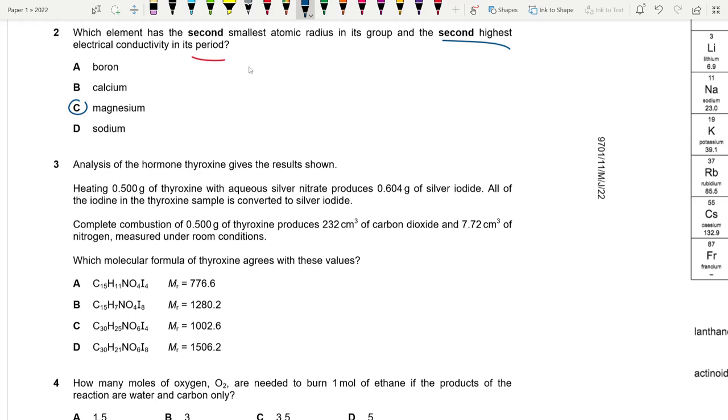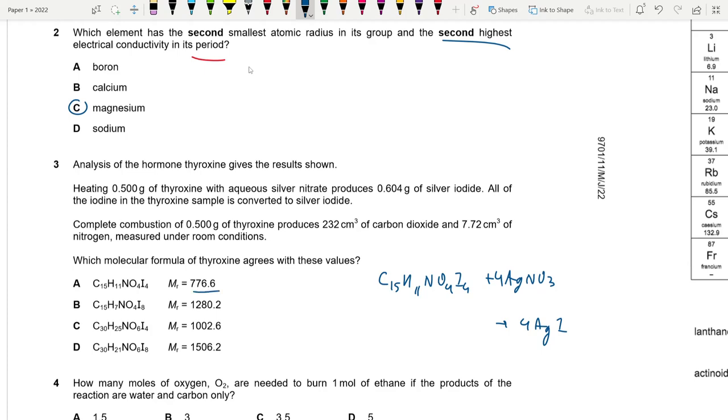Okay, let's start with A. Trial and error. C15H11NO4I4 reacts with silver nitrate to form silver iodide. Okay, so this has to be 4, this has to be 4 as well.